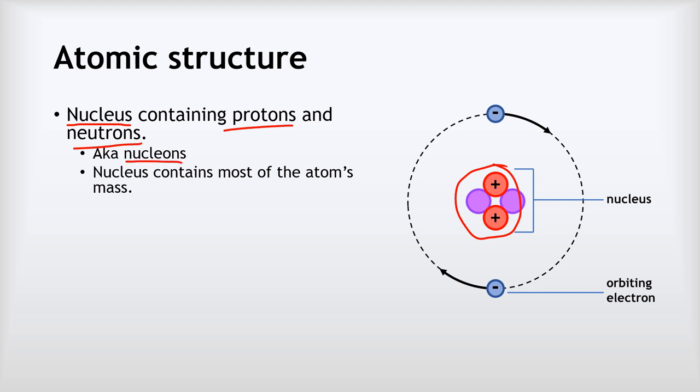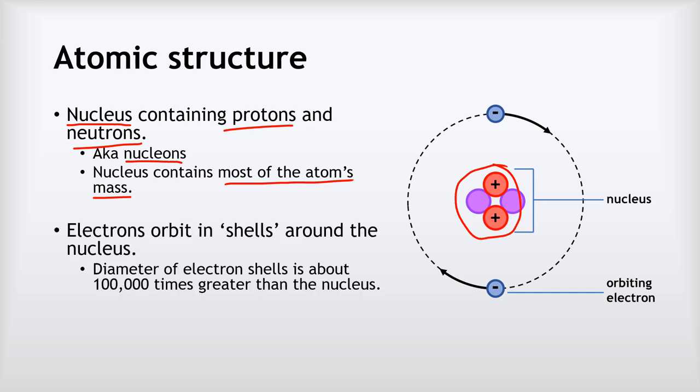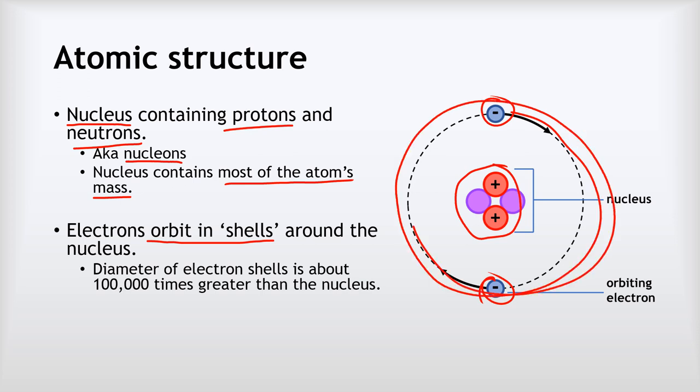Okay. Now, the nucleus contains most of the atom's mass, and that's because the protons and the neutrons are found there, and they have a much bigger mass than the electrons. So where are these electrons? Well, the electrons, they orbit the nucleus in shells. So we've got an electron here and an electron there, and they just spend their life going round and round and round the nucleus trillions of times every second.